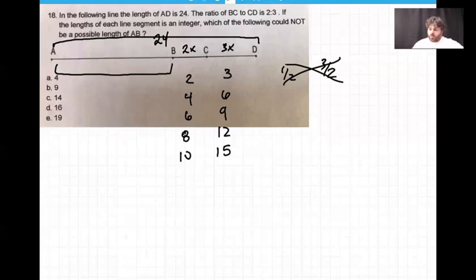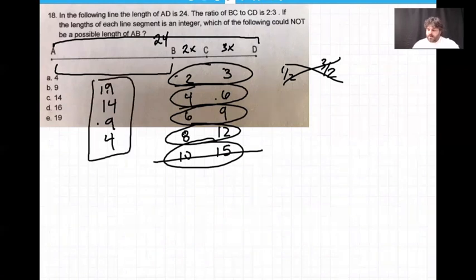If the whole thing is 24, let's say this is 2 and 3. Those are possible lengths because the ratio is 2 to 3. If this is 2 and this is 3, that's 5 total. What does the other side have to be to make 24 in total length? Well, this would have to be 19, because 19 plus 5 is 24, and we know the total length of this line segment is 24.